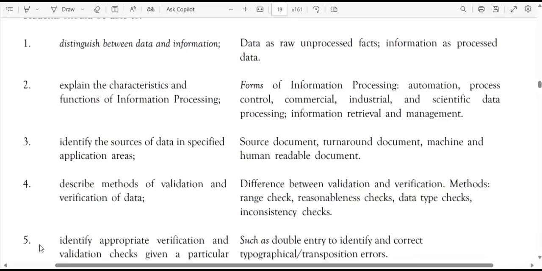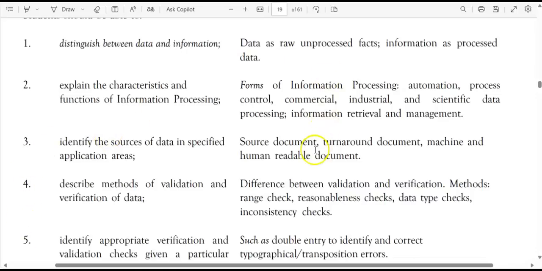Another source of data in application areas would be machines. So data generated automatically by machines or devices without human intervention. Example, barcode scanners reading product codes at checkout, sensors recording temperature in factories or weather stations, even ATM machines capturing transaction data. All right, let's see if we can look at, did we get all of them?